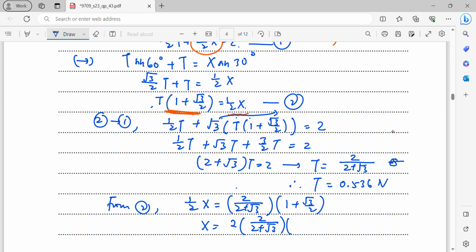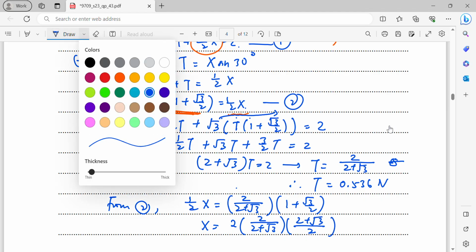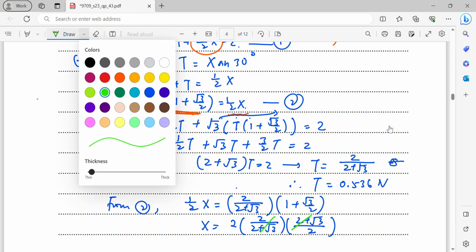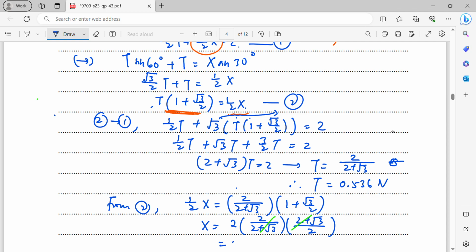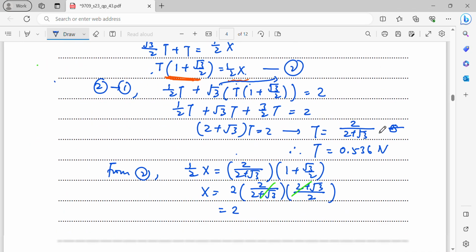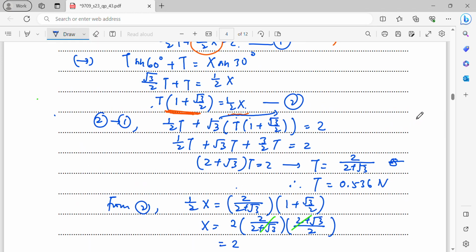And then for the second bracket, I can make it to the same denominator, which is over 2. Then numerator will be 2 plus root 3. So from here, the two brackets can be cancelled off because exactly the same. Alright, that means your x is going to be 2. So that's the solution for this question number 3.